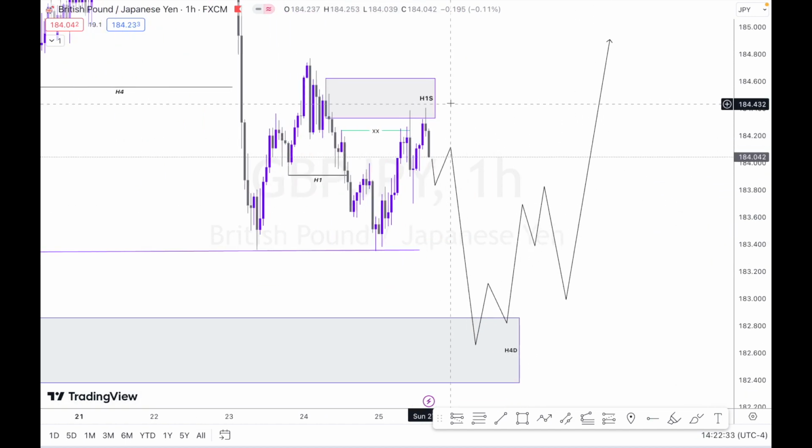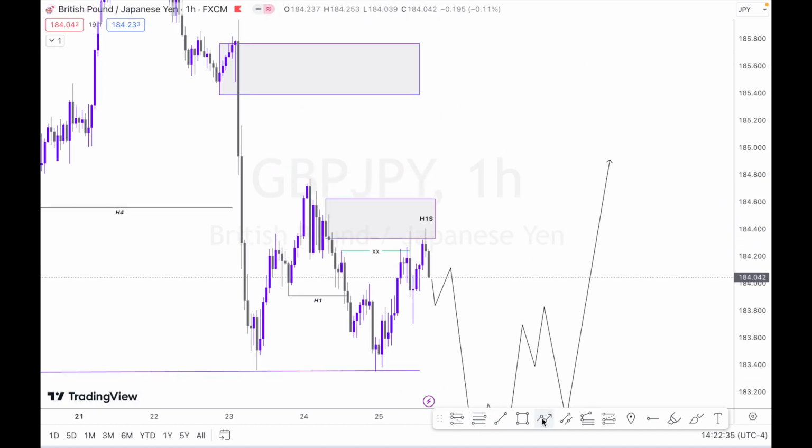Or, I mean, price could still, even with this looking like this, it could just push up into here and then come down and mitigate that demand zone. So, I mean, who knows? We don't know. I'm making an educated guess.